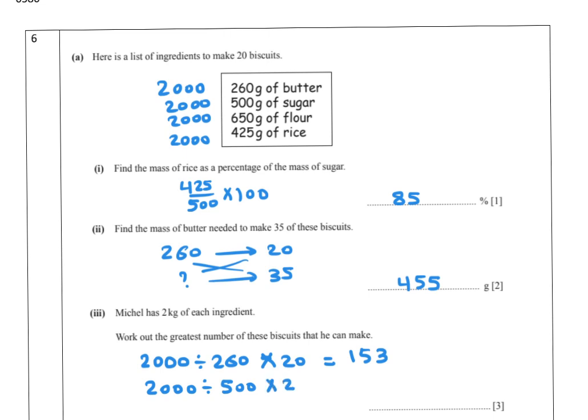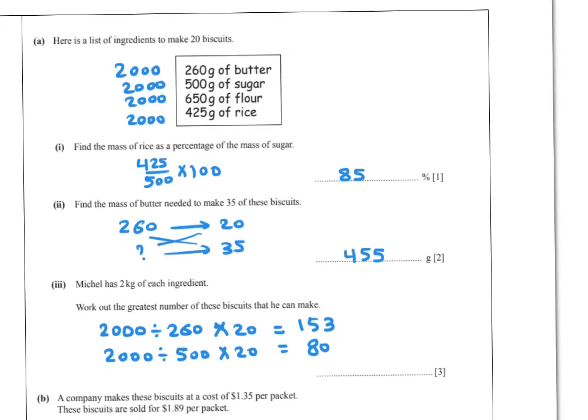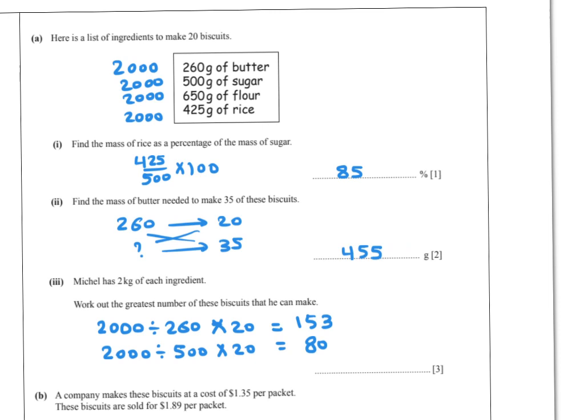For 2000 grams of sugar, you need to find the number, 2000 divide by 500, then multiply by 20 equals 80. So you can make 80 biscuits. So the amount of sugar enough for 80. Another way to find the number of biscuits we can make with the amount of flour.